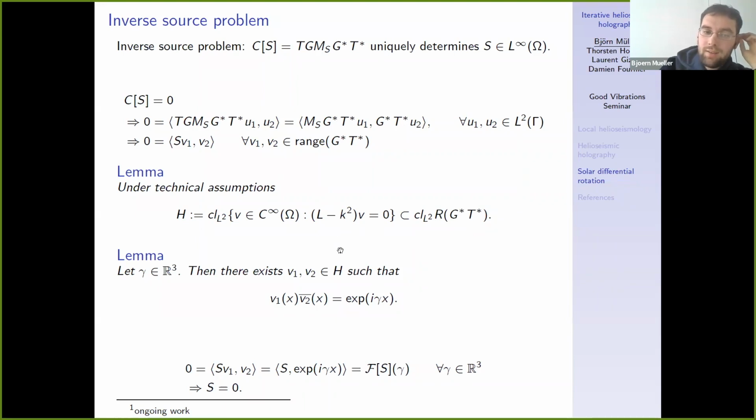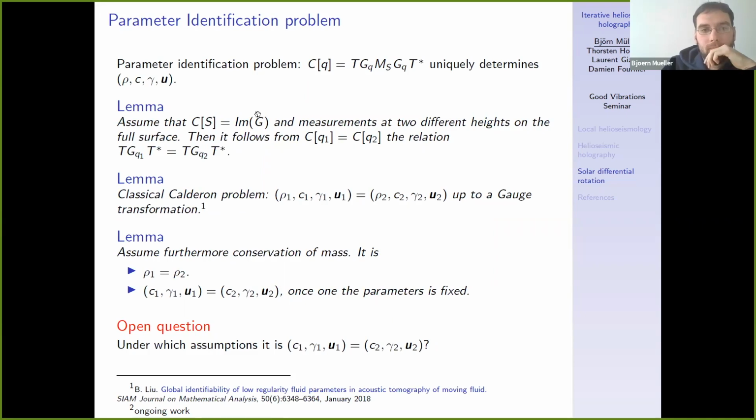And finally, there is a result using Carleman estimates and CGO solutions that for two parameters, V1 and V2 in the set H, if we can find such two parameters, such that exponential e to the gamma x becomes exponential e to the gamma x. And so if we insert this, we see the Fourier transformation vanishes, so the function vanishes. So I can say that the inverse source problem is mainly solved, but with the parameter identification problems, we have problems. So the question again is, if we have cross-correlation data, does this uniquely determine our parameters in the solar interior?